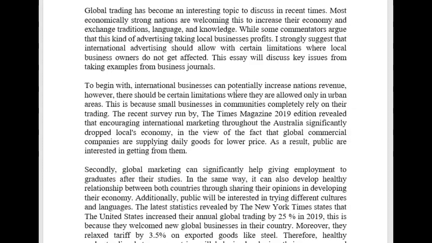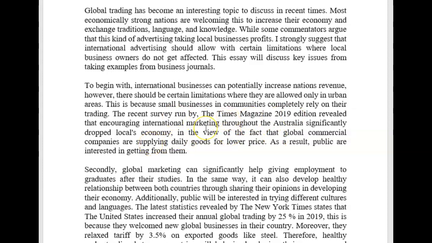Okay? So let's see what you said. To begin with, international businesses can potentially increase nations' revenue. Here you need an apostrophe after the S. However, there should be certain limitations where they are allowed only in urban areas. This is because small businesses and communities completely rely on their trading. The recent survey run by, no comma here, the Times Magazine 2019 edition revealed that encouraging international marketing throughout Australia significantly dropped, no, wrong words here.